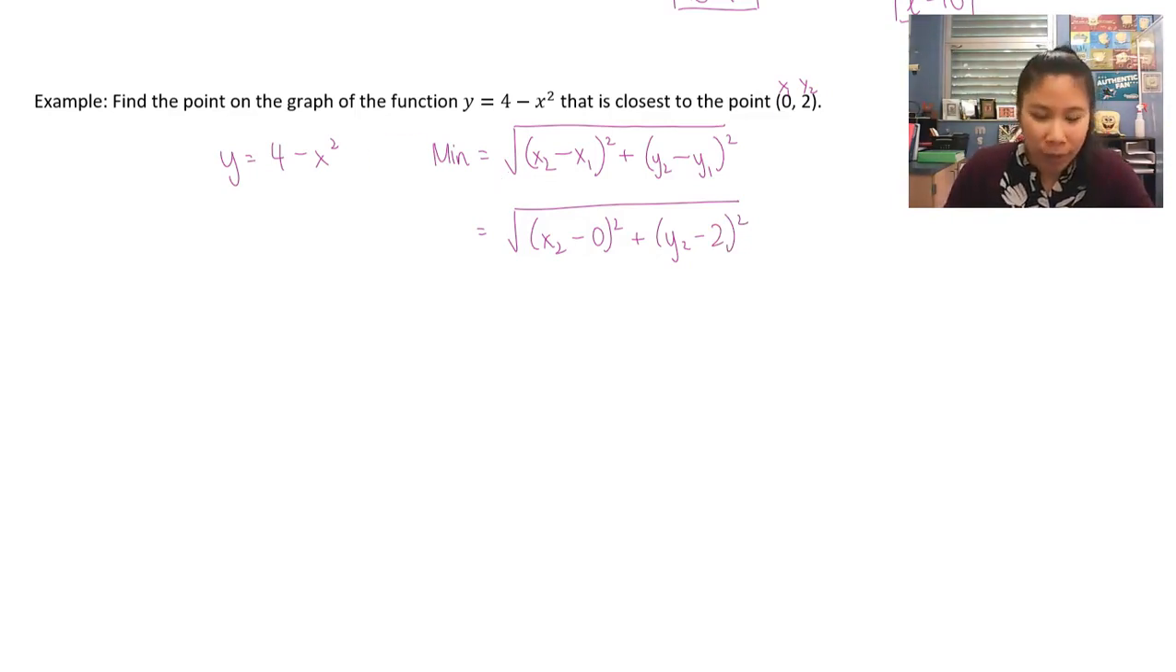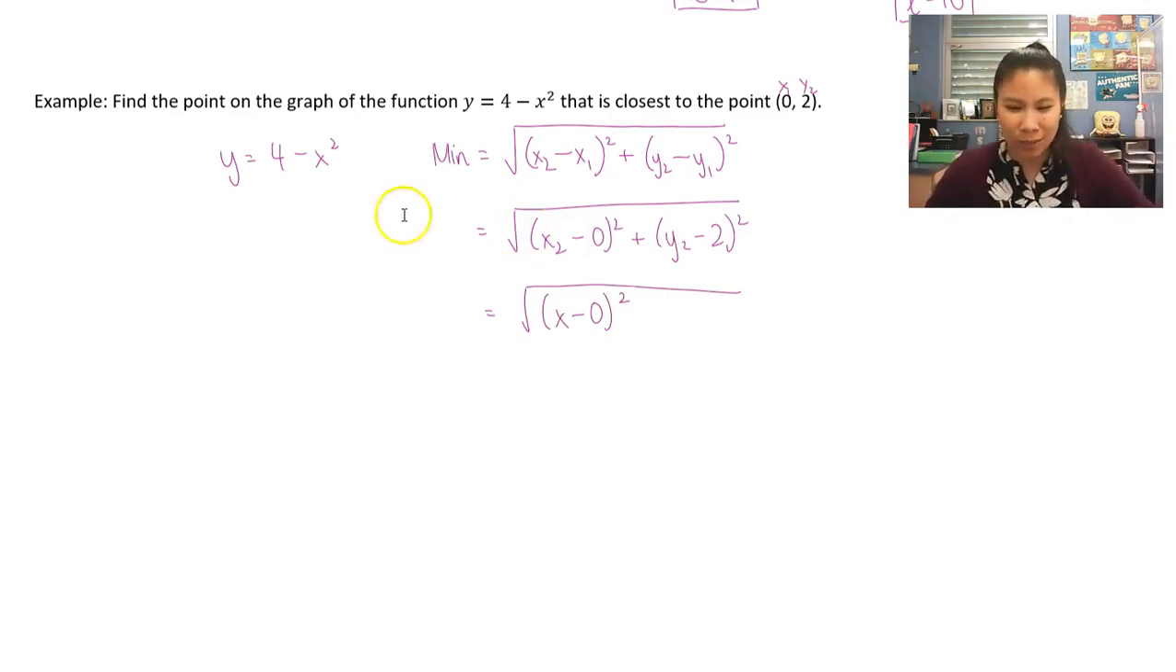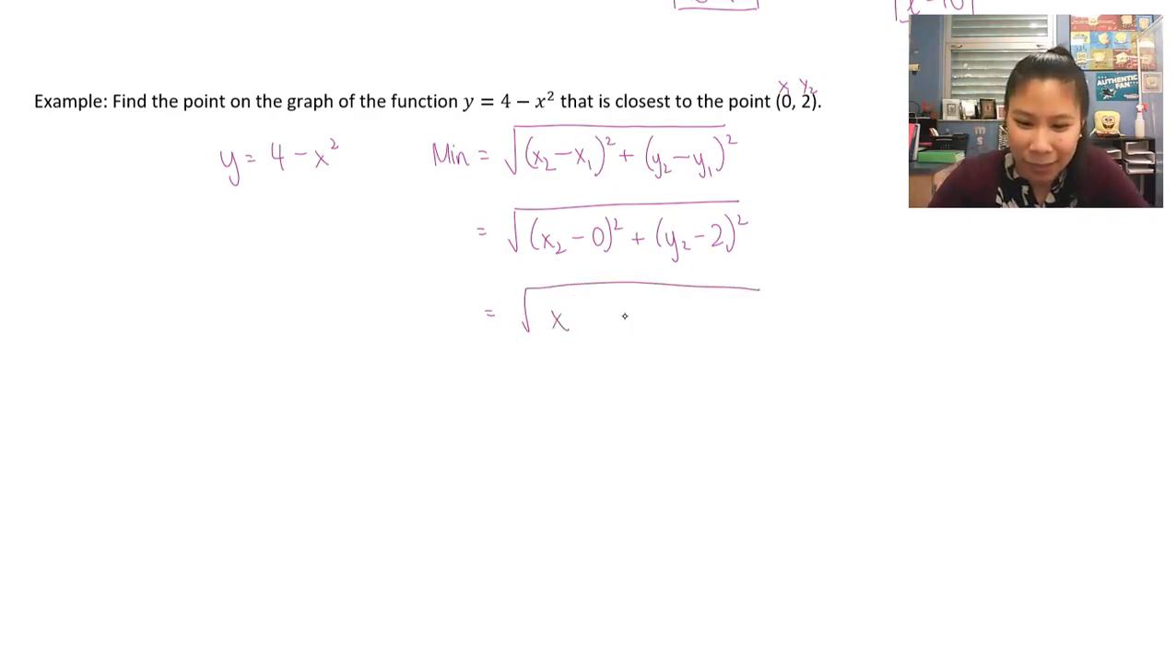My other point, x2, y2, is going to come from my first equation, because I don't know what point it is, but I know the equation. My step two was to isolate one of the variables in the equation, and we already have y isolated. So let's plug the y of 4 minus x squared into the y2 of our distance formula. I'm also going to rewrite x2 as just x, because I don't have any other x's now. x minus 0 is just x. Let's not complicate this. So x squared plus, and then y I'm plugging in as 4 minus x squared, minus 2, squared.